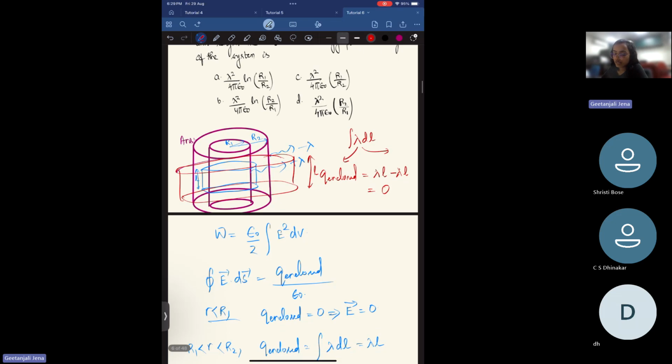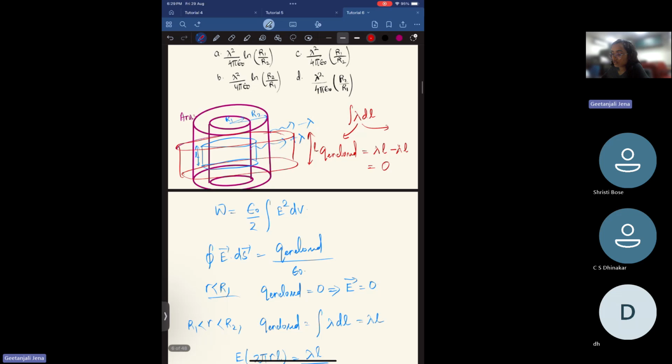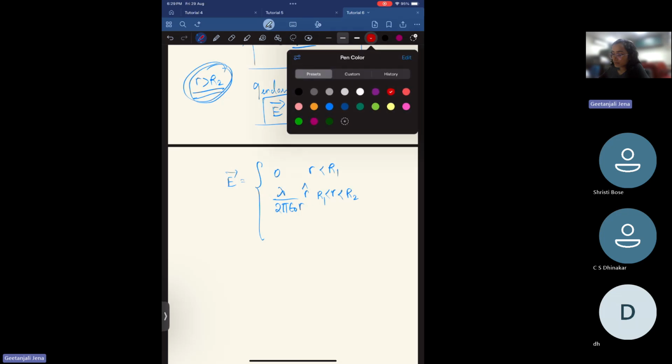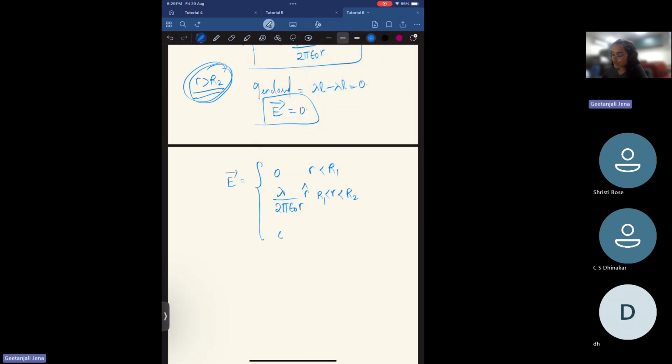Is it okay, Srishti? Is the doubt clear now? Okay. So in the outer region we have 0 charges.